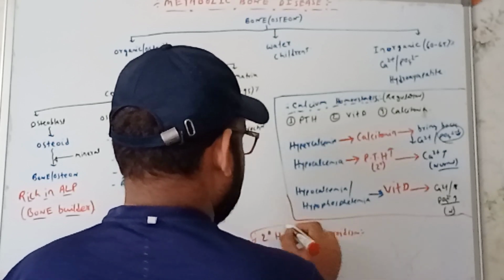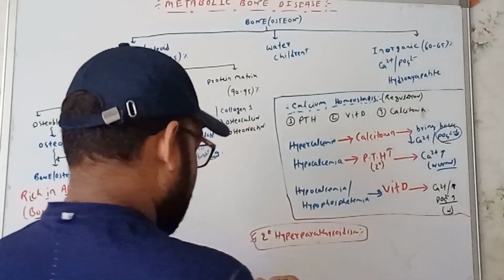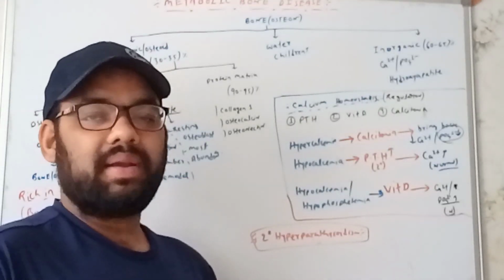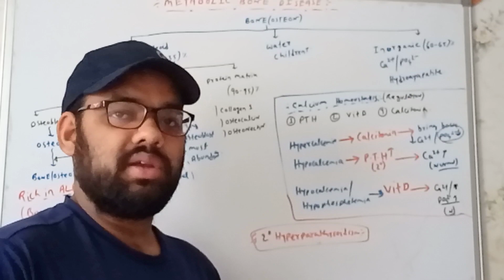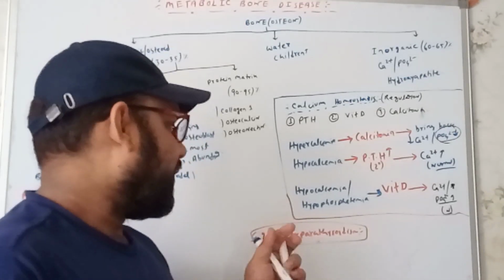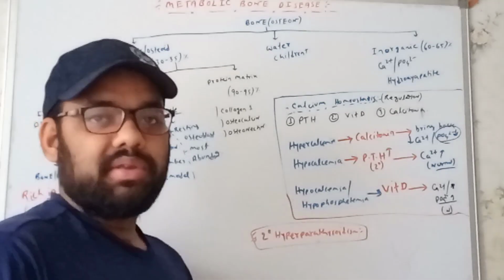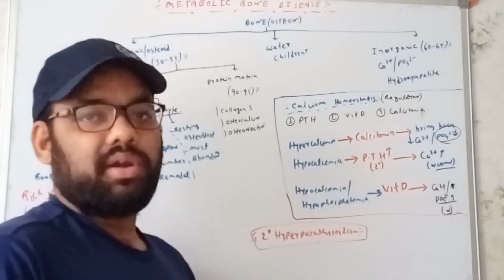For whatever the reasons, if we get to see the calcium value getting dropped, whenever the calcium level in the blood drops for whatever the reasons, at that time the parathyroid gland will be activated, and it will secrete the parathyroid hormone, and this type of thing is known as secondary hyperparathyroidism, right?